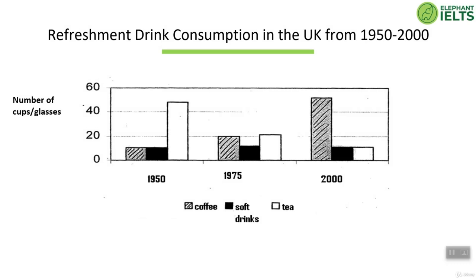Now we're going to go on and learn how to describe a graph with a trend from the beginning to the end. Look at this bar chart. It shows the refreshment drink consumption in the UK from 1950 to 2000. And from the key, we can see that the drinks are coffee, soft drinks and tea.